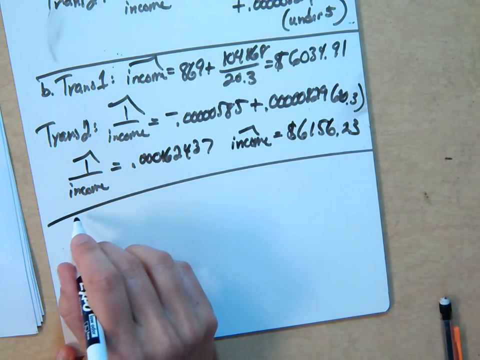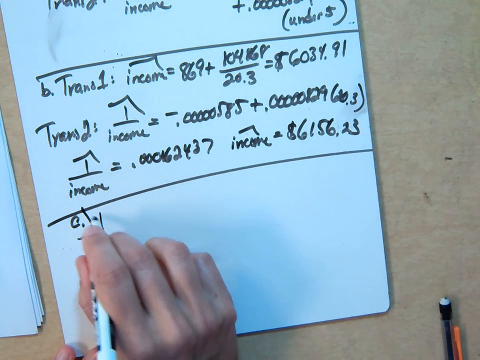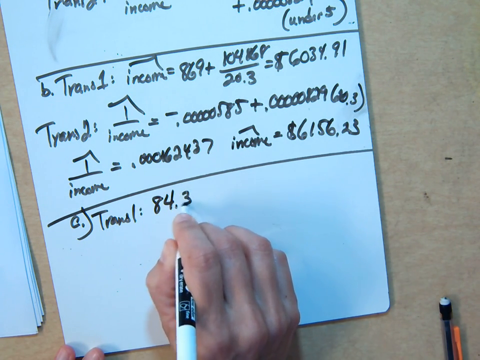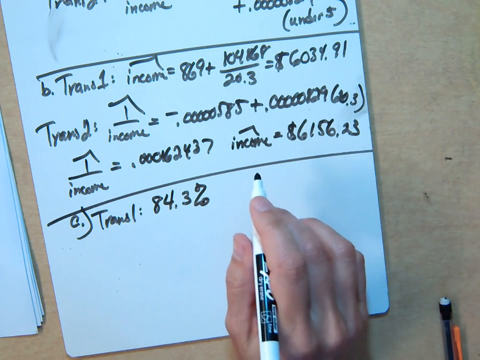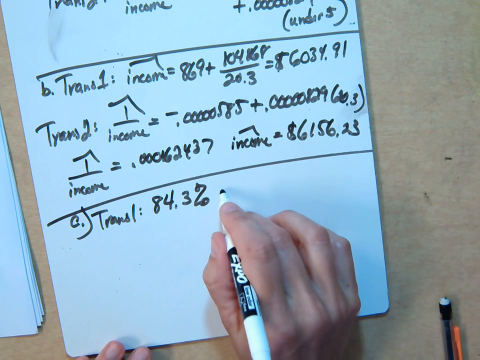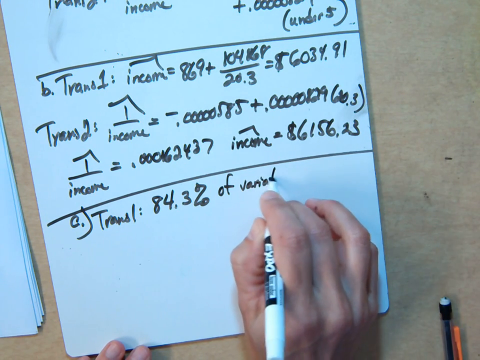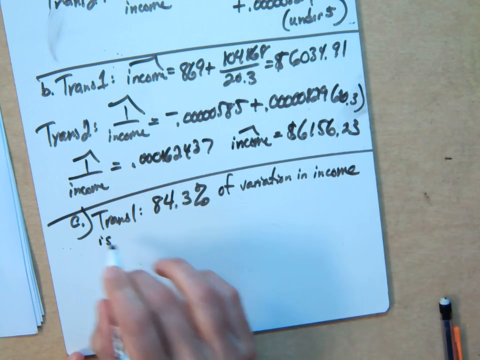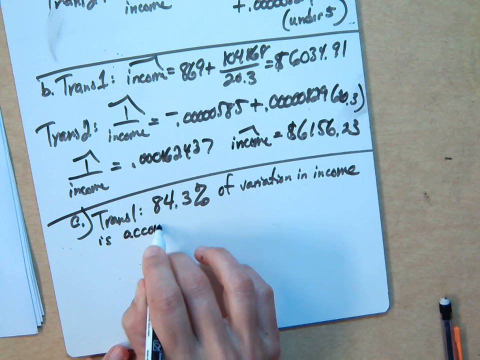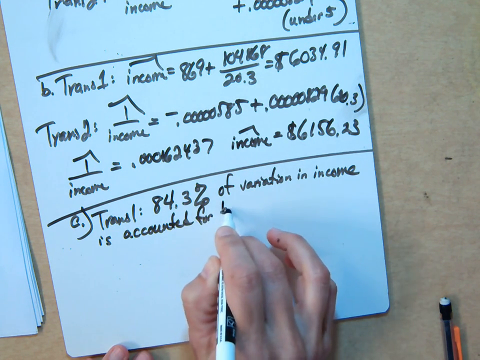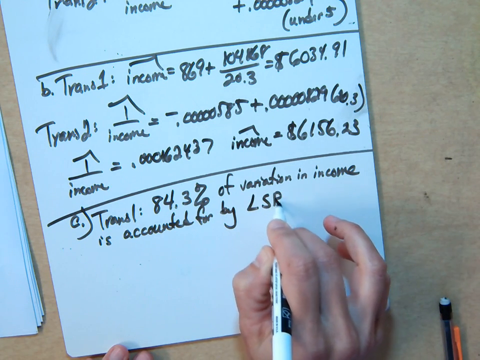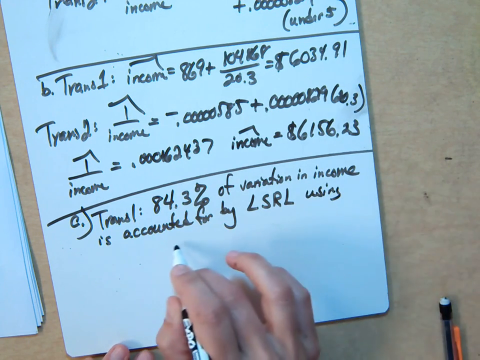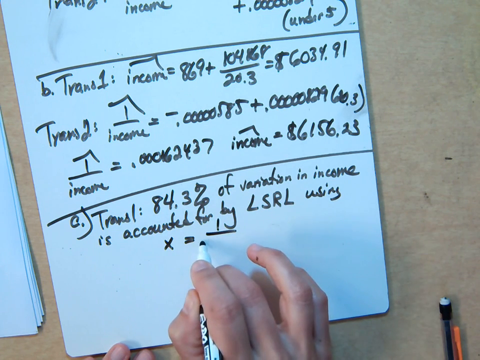And then interpreting r squared in transformation 1, the r squared is 84.3%, so that means 84.3% of the variation in income, the y value, is accounted for by the least squared regression line, where we use x as 1 over the mortality rate.